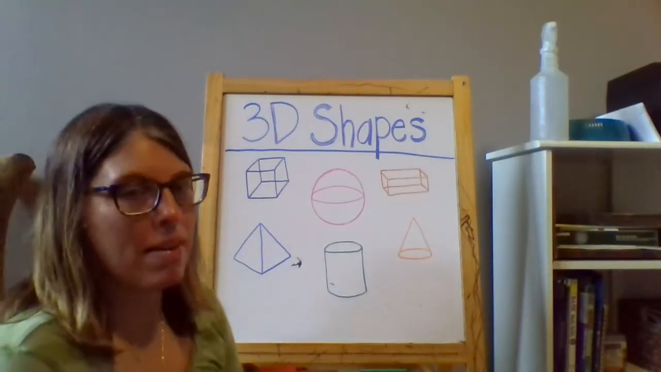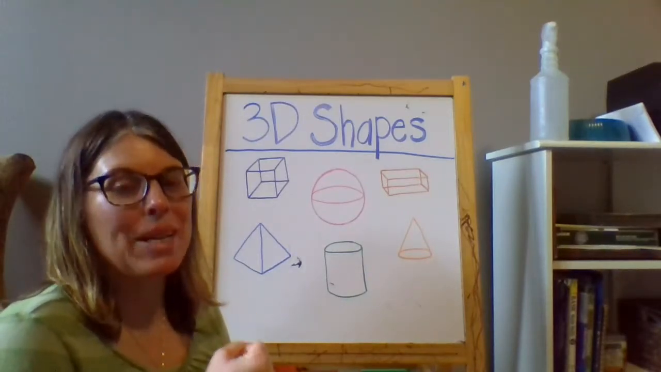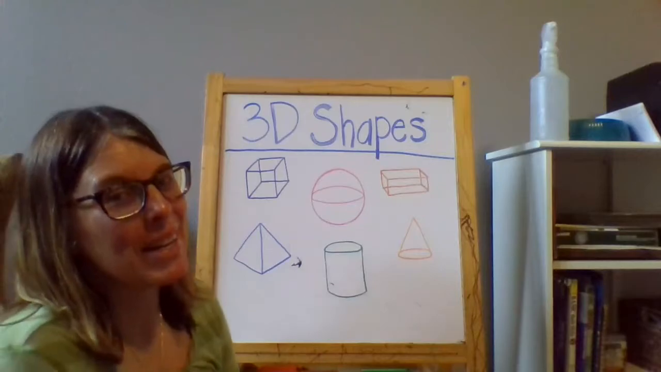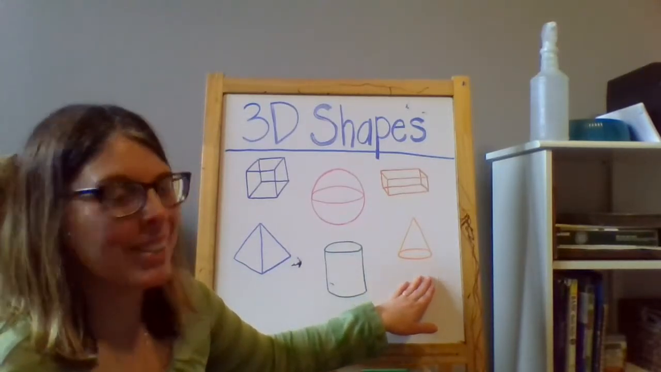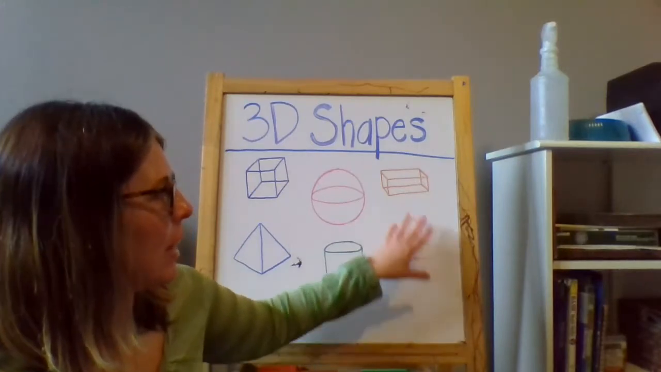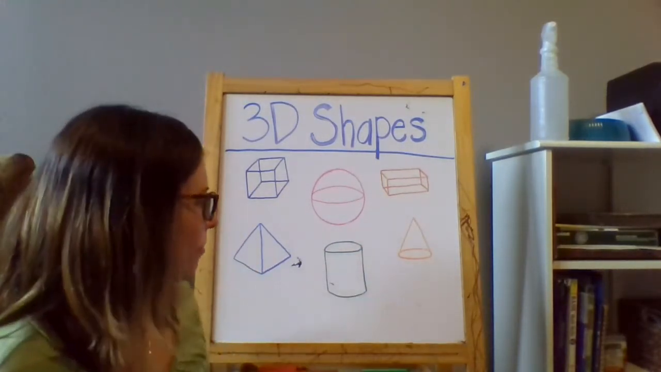Okay. This one, it's like the shape of the thing you put your ice cream in. I don't want to say what it's called because I don't want to give it away. An ice cream cone. This is a cone. It's also like the shape of some of those traffic cones that you see outside.